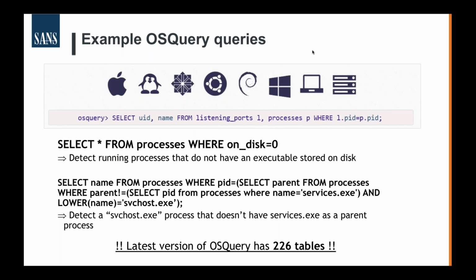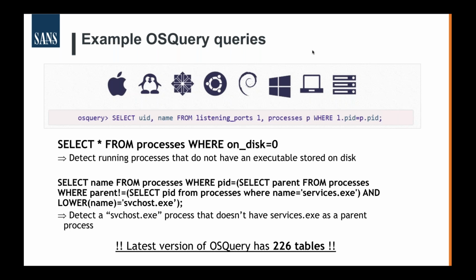Imagine the query that you see on top in the image on this slide: select uid, name from listening_ports l, processes p where l.pid equals p.pid. So what are we trying to achieve here? We are looking for processes which are currently listening on a certain network port. That's the whole idea. It's a pretty straightforward query, but it shows how you can get creative with queries and how you can keep on changing things, enriching queries, and so on.